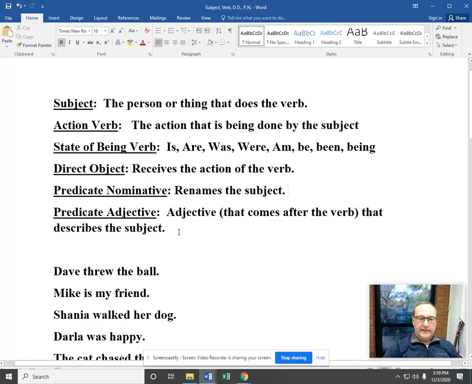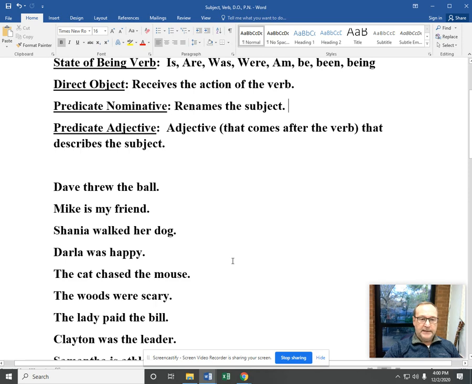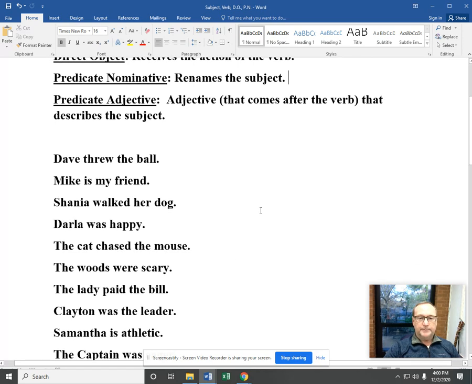Okay, predicate adjective works the same way, only it's an adjective that describes the subject, but that adjective comes after the verb. Now that may sound a little complicated, but let's take a look at some of these examples, and we'll apply them to choosing the right pronoun. So let's look at these really simple basic sentences.